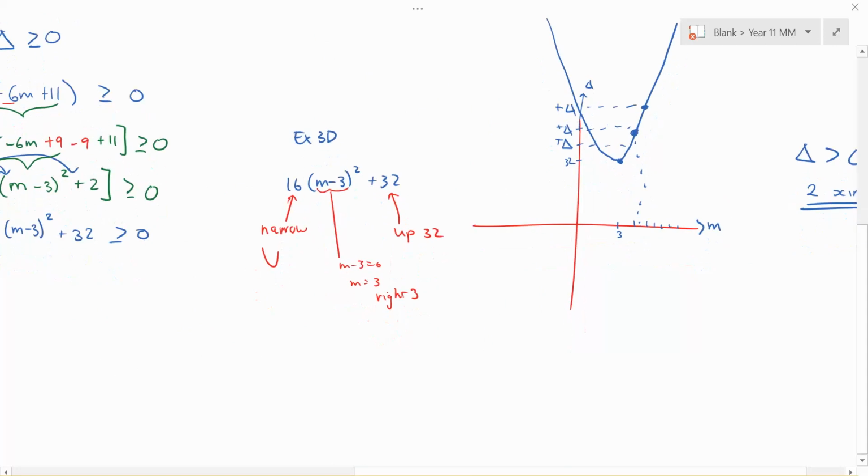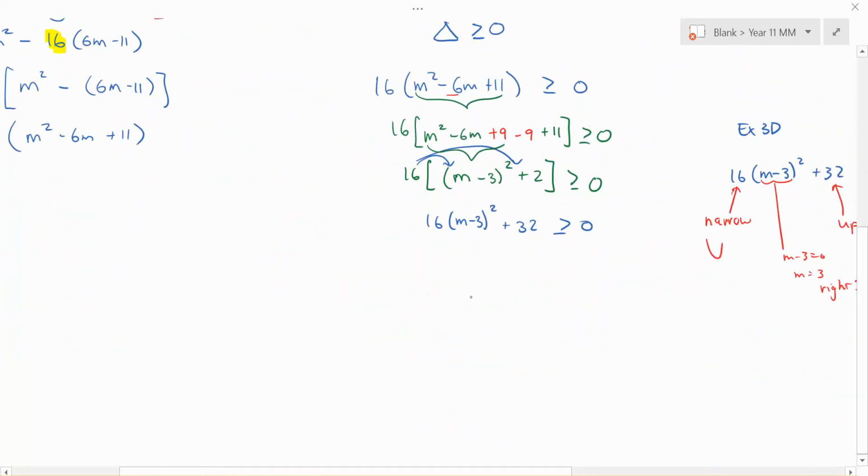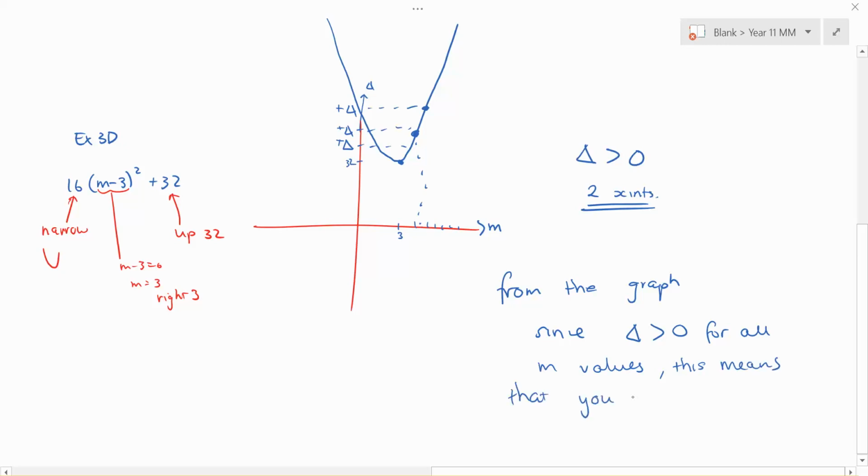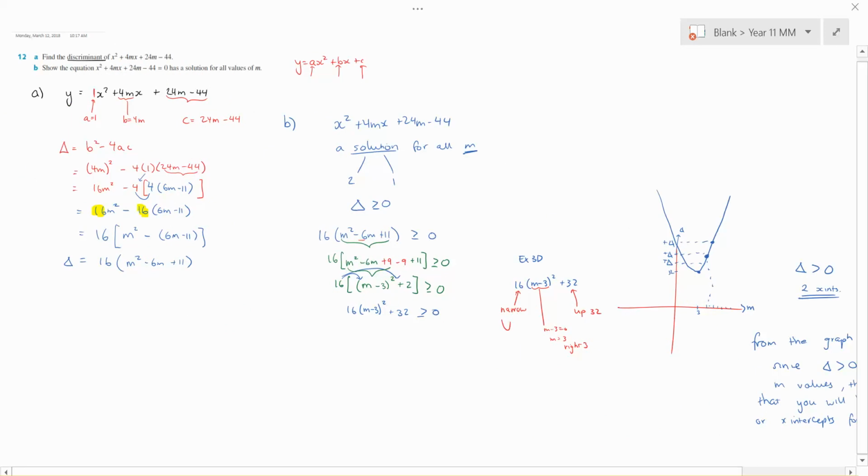Okay? So to answer question B, what you would say is, from the graph, since the discriminant is always greater than 0 for all m values, this means that you will have 2 solutions or x-intercepts for any m value. There you go. So that's question 12 of exercise 3I.